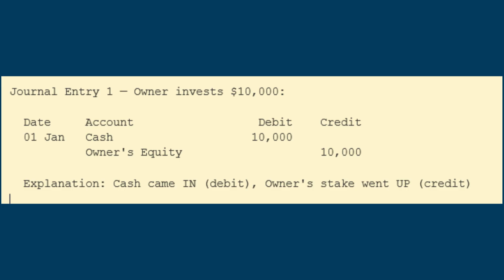Here is what the first journal entry looks like for Bright Ideas Limited, the owner investing $10,000. Cash is debited, meaning cash increased. And owner's equity is credited, meaning the owner's stake in the business increased. Both sides move. Always balanced.